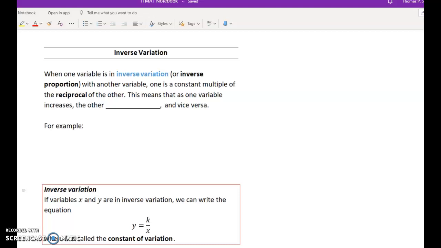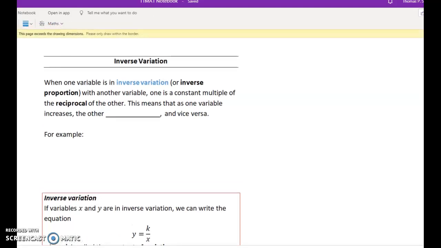So, inverse variation. When one variable varies inversely with another, one is a constant multiple of the reciprocal of the other. This means that as one variable increases, the other decreases, and vice versa.